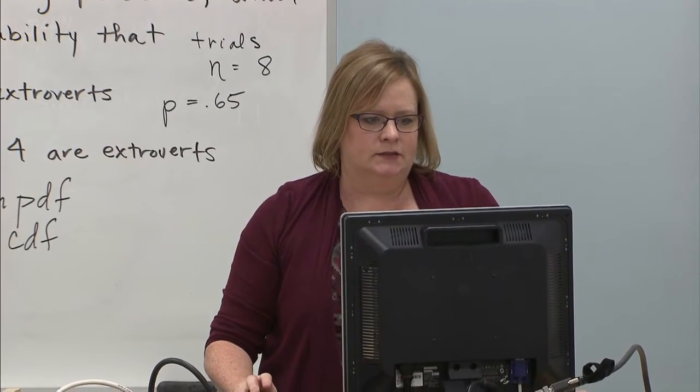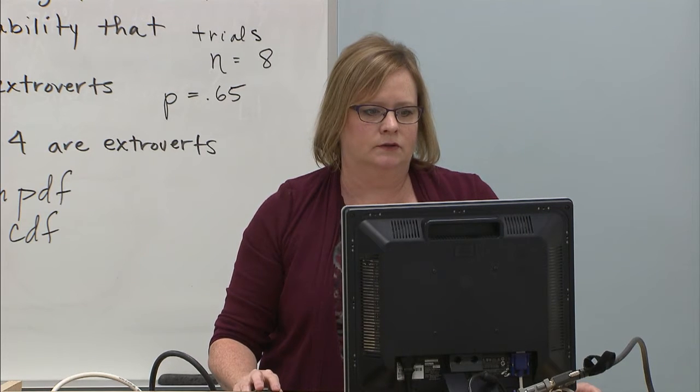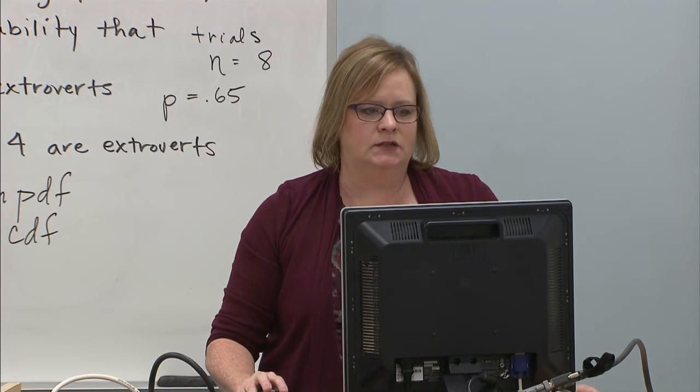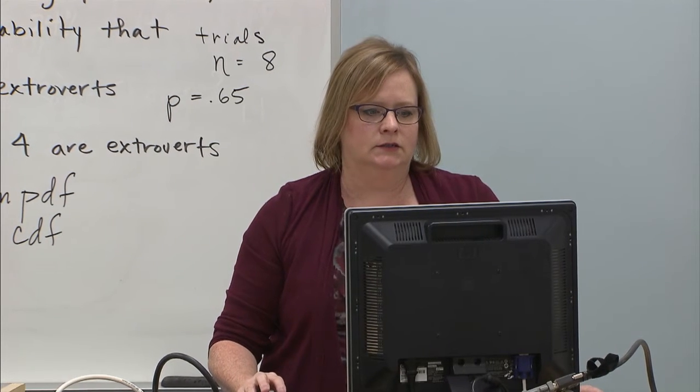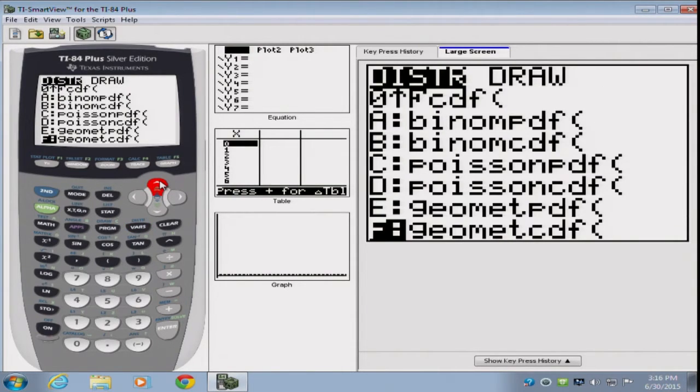You will find this behind the variables key over here, the VARS. But you have to hit the second function first. So hit second, and then variables. Lots of choices there. None of those is it. So you have to keep going. You can either hit the down arrow to keep seeing that list, or you can go up until you get to those ones that say binomial. Okay, so we want the probability of 4 successes out of 8. We're going to pick A right there, binomial PDF.